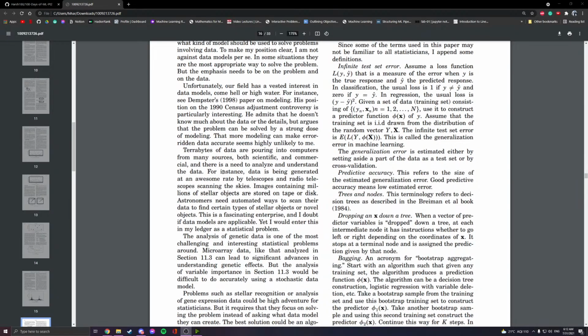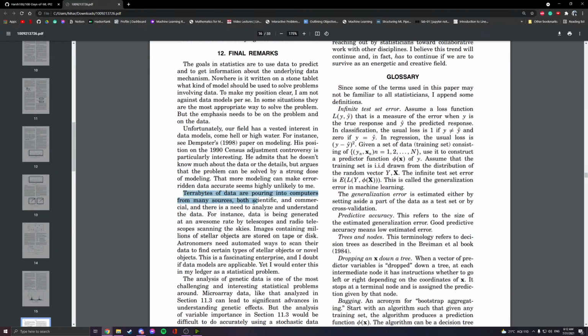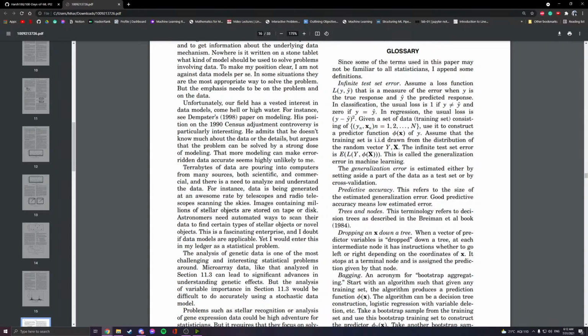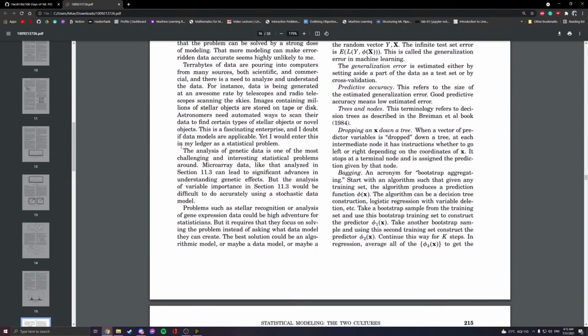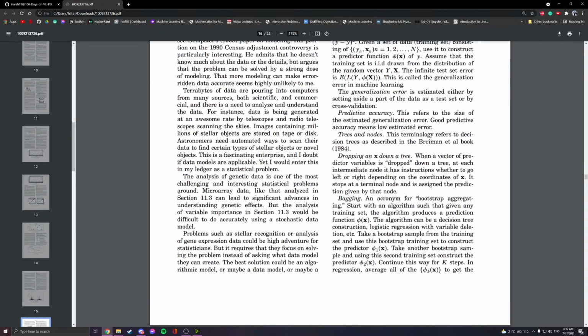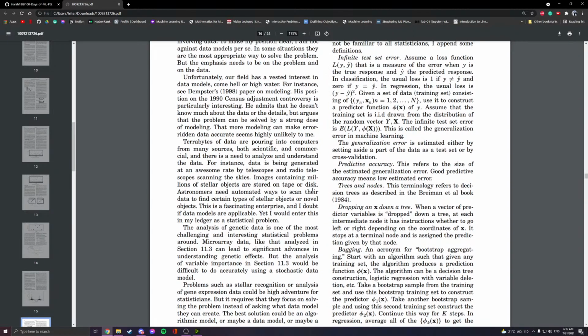And the immense amount of data that's produced on a daily basis. Although analyzing this type of data is kind of difficult, the analysis of generic data is one of the most challenging and interesting statistical problems around. It's like focusing on data, but also at the same time we're trying to figure out how the model is able to produce a relationship between the data and the predictions or classifications or whatever your solution should be, what your problem might be.